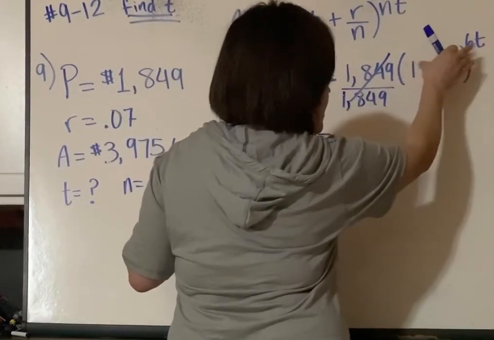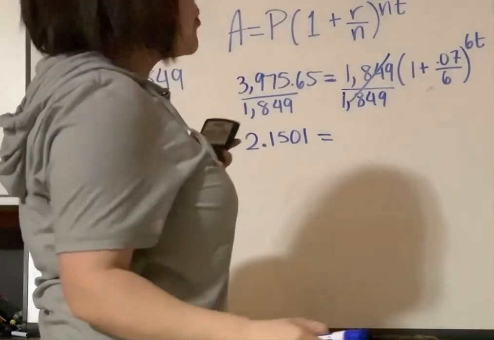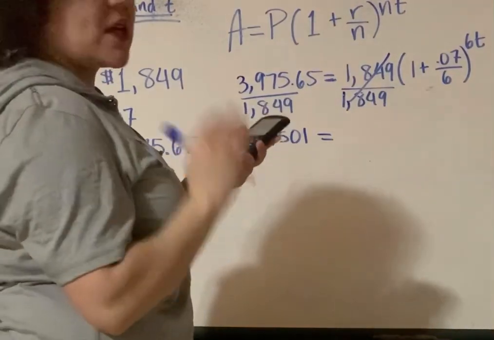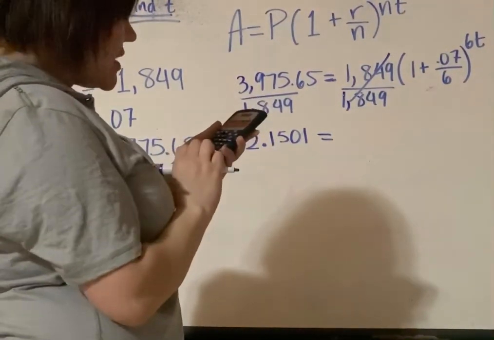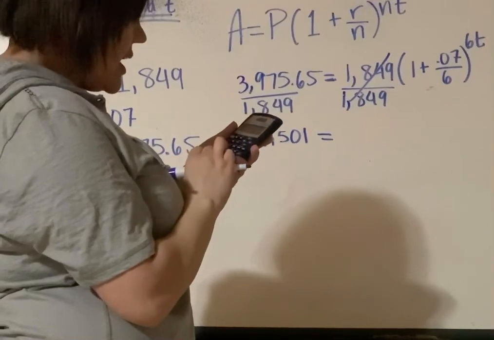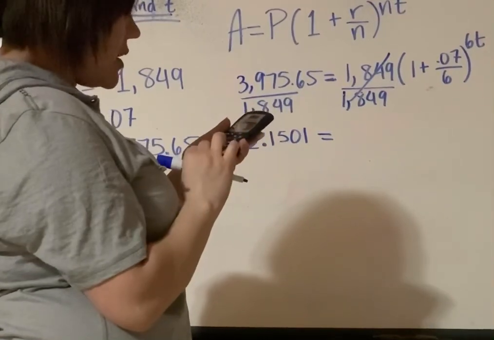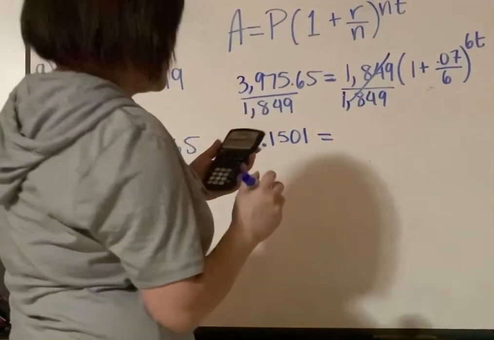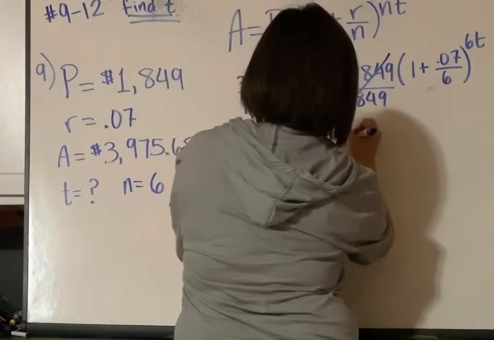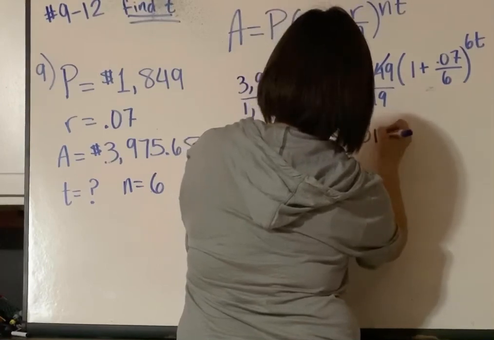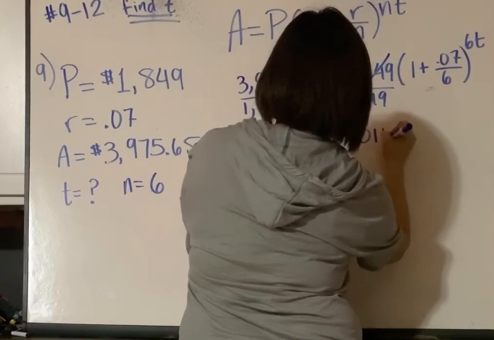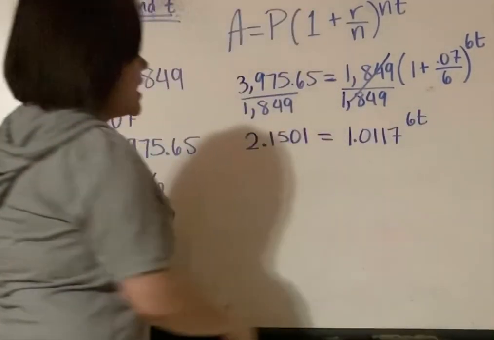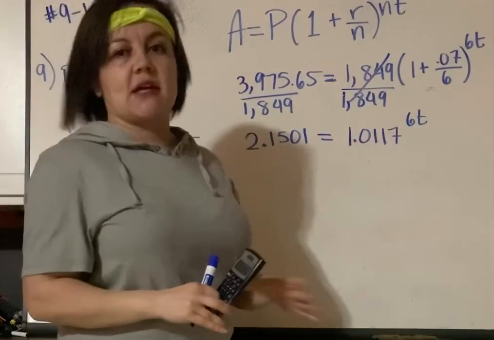I'm going to get this as a decimal, that 1 plus 0.07 over 6. That's a decimal that I also want to do to 4 places, okay? The reason I'm doing 4 places is there are a lot of decimals going on, and if I do a lot of rounding, my final answer will not be very accurate. So 1.0117. If you look here, I just have a number equals a number to an exponent, okay?